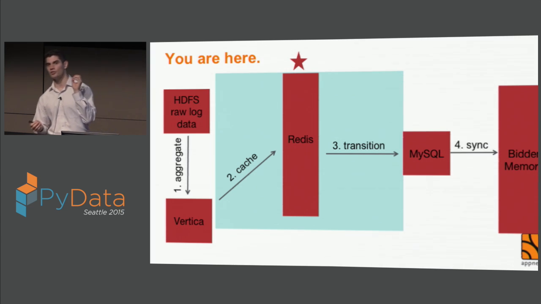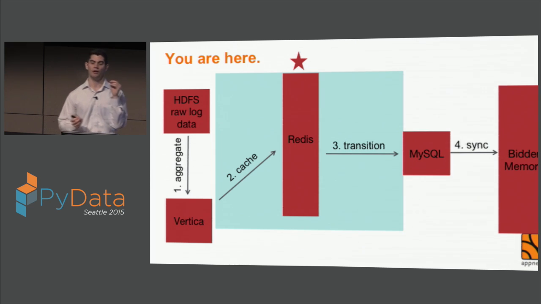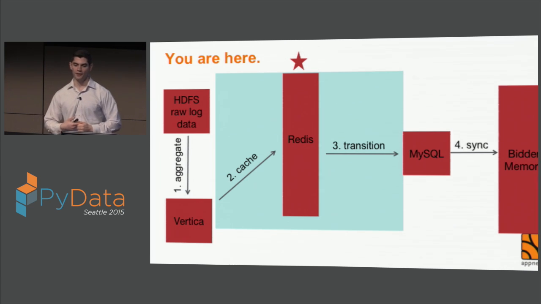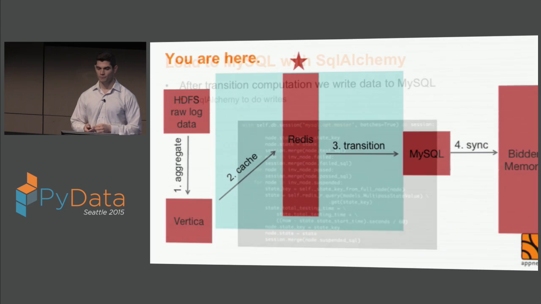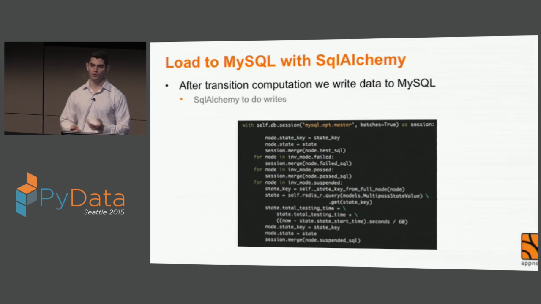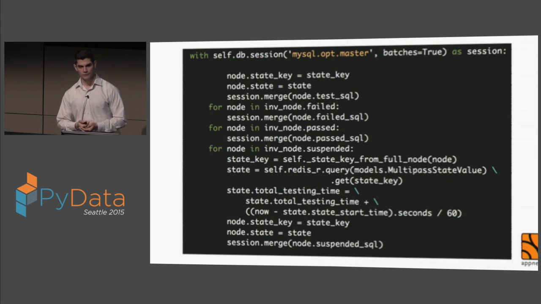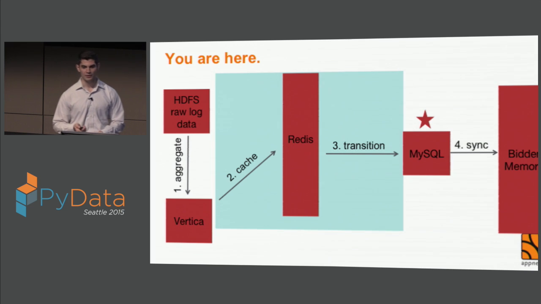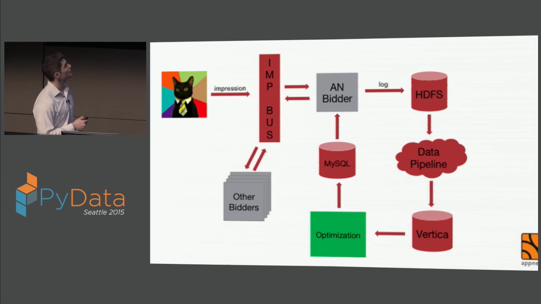So now we can take offers. We know exactly how many impressions they got and how many clicks they got, so we can put them into the appropriate states and save these states into MySQL. We also use SQLAlchemy, which I'm sure a lot of you are familiar with, to do a lot of the writes to MySQL. Here's an example of some familiar SQLAlchemy syntax using sessions and whatnot. But data's in MySQL now, and we can perform the sync to Bidder memory and complete this feedback loop.